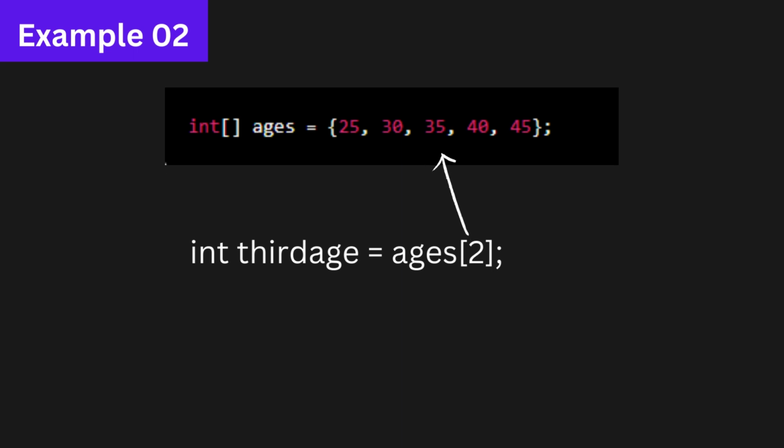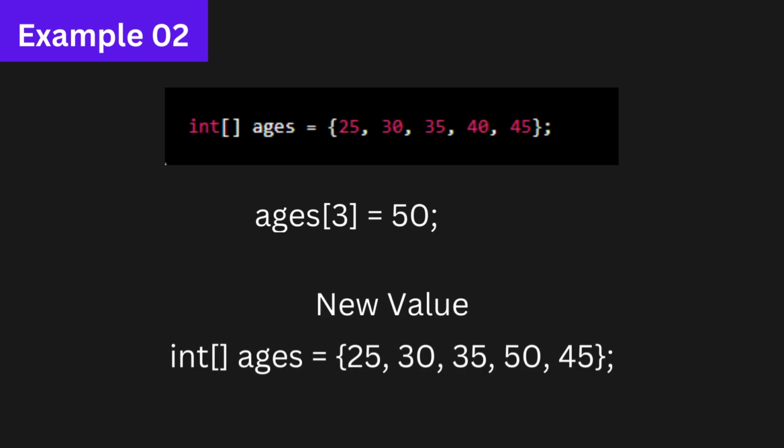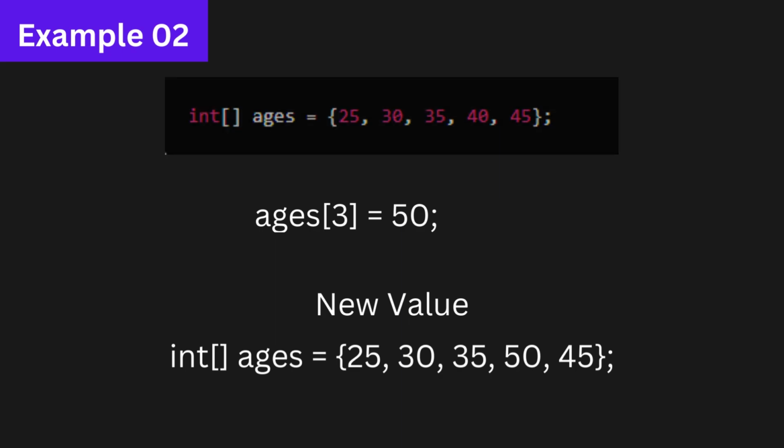We can also change the value of an element in the array using its index. Here's an example. In this code, we're changing the value of the fourth element in the ages array to 50. The new value of the array will be 25, 30, 35, 50, and 45.